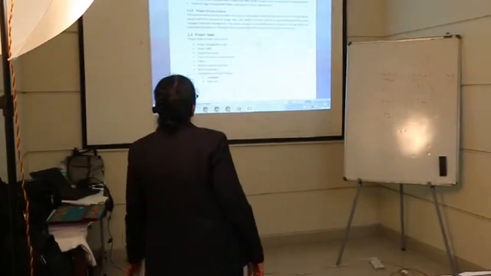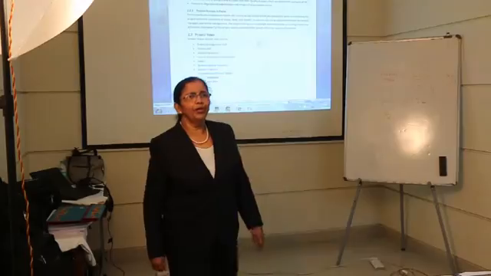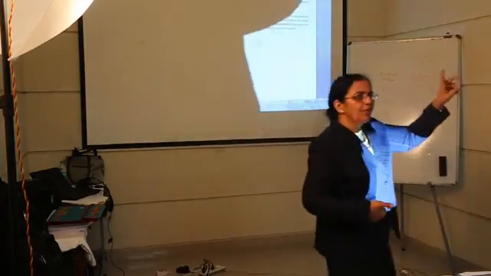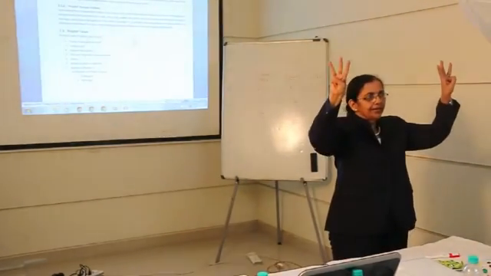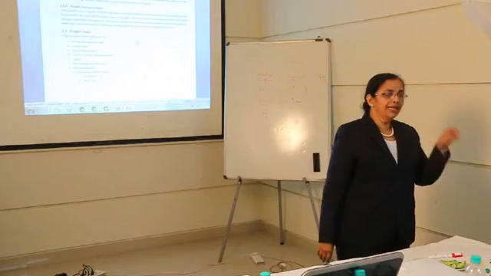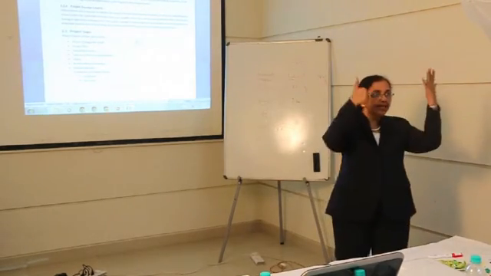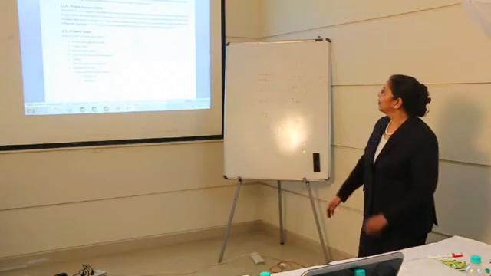Since projects are temporary in nature, the success of a project should be measured in terms of completing the project within constraints of scope, time, cost, quality, resources and risk. Do you remember what these 6 are? Scope, time, cost, quality, resources, risk. Basic 6 constraints. So how you manage the deliverables within the basic 6 constraints is your project's success.